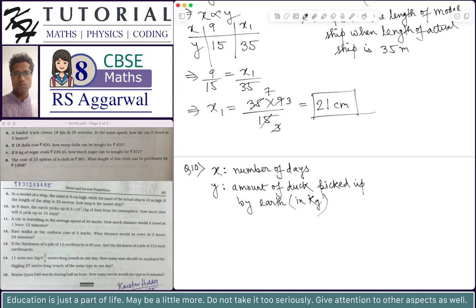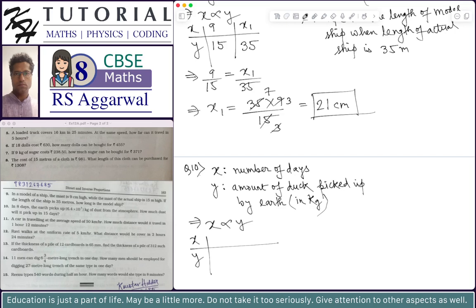So now based on the fact that the amount of dust picked up by the earth in a day is constant, we can say that the more the number of days is, the more the amount of dust will be picked up by earth. So we can say that x varies directly with y. Now let's create a table of the quantity x and y.